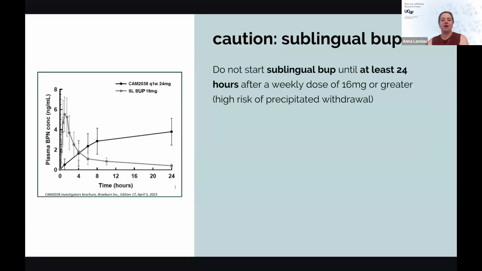A couple more points on DTI before I turn it back to Leslie. One, we already talked about this. We talked about the reason why you can't give someone sublingual bupe until it's been at least 24 hours after a weekly dose, because that's when you know you have enough bupe in your body.